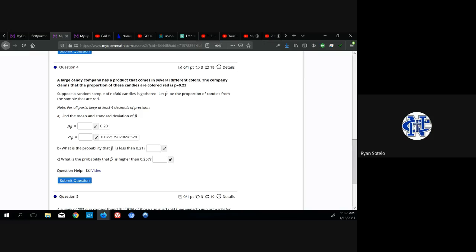All right, now you can build a normal distribution using the normal CDF, using this as your mean and this as your standard deviation. And they want, what is the probability that you'll get a sample that is less than 0.21?